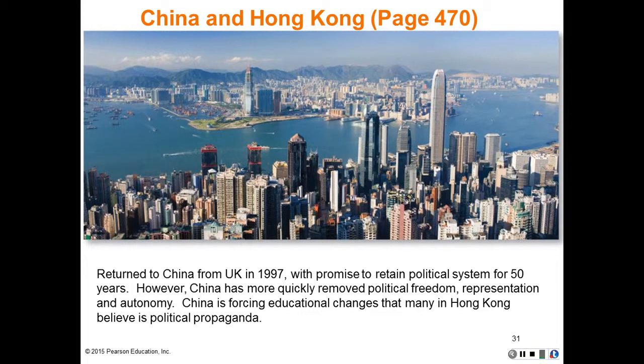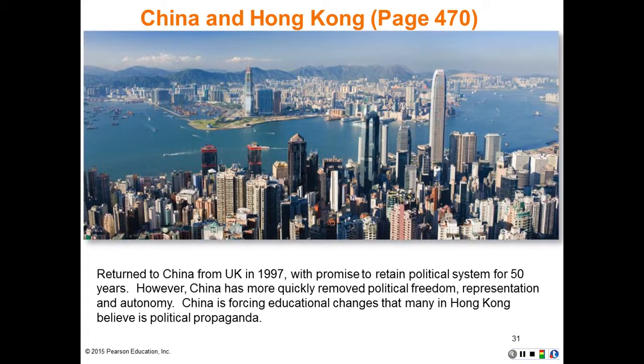China and Hong Kong. Returned to China from the United Kingdom in 1997, China promised to retain the political system for 50 years. However, China has more quickly removed political freedom, representation, and autonomy, appointing the leader of this region of China directly from Beijing and beginning to implement more typical Chinese education, language, and industrial and economic methods. There are accusations that China is forcing educational changes in Hong Kong that many believe is directed as a political propaganda to create a more unified population with more equity in terms of education, equalizing Hong Kong with the rest of China.